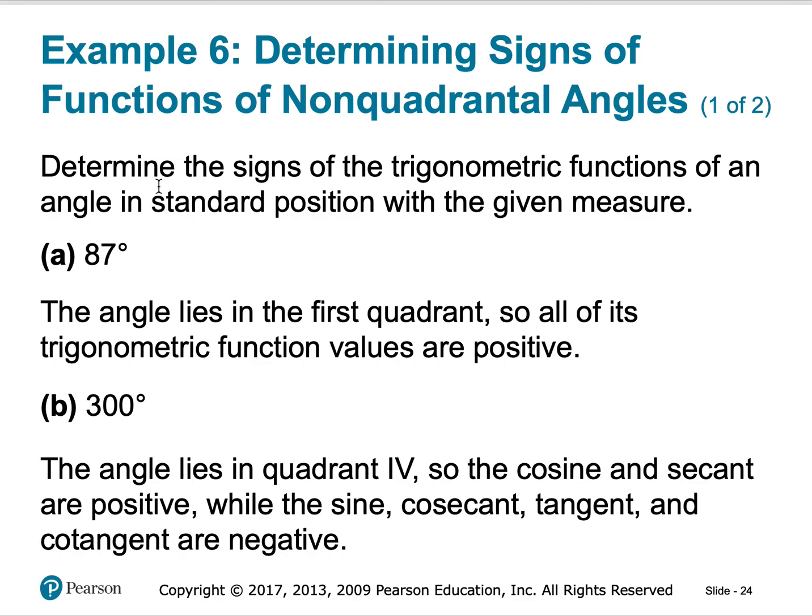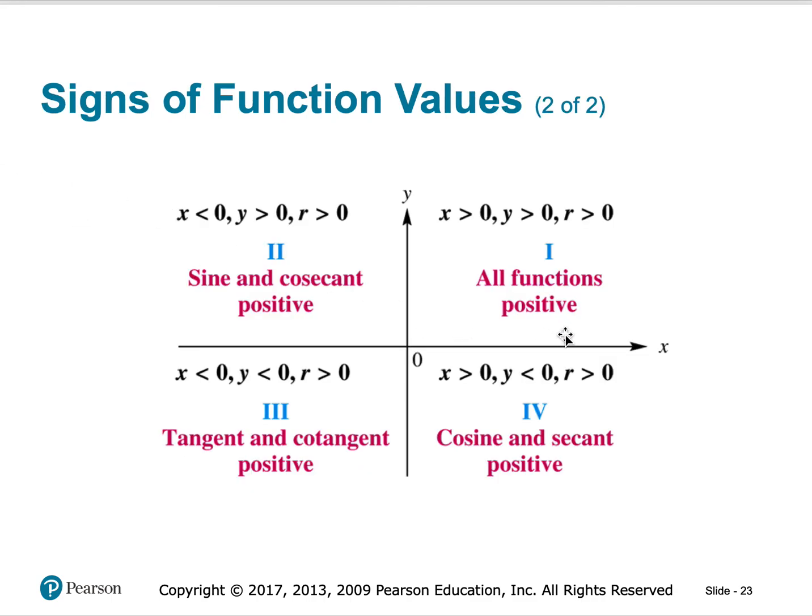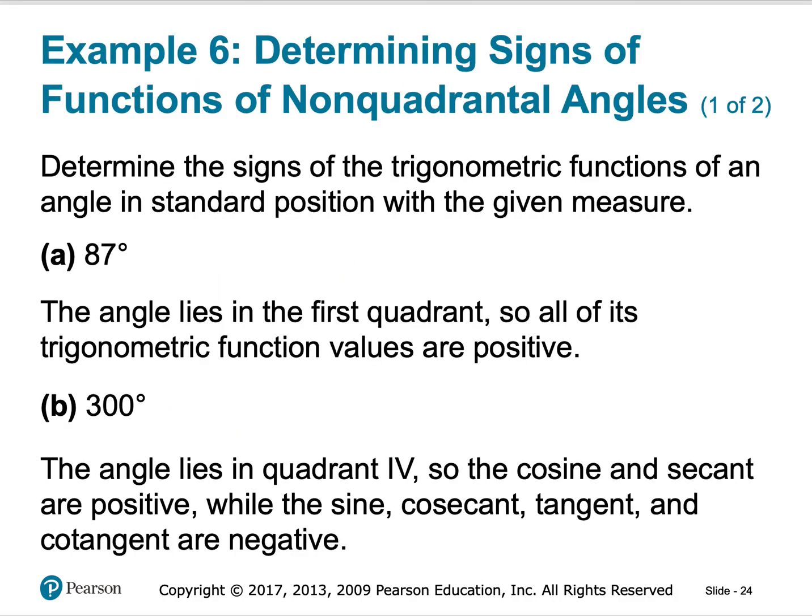So if I want to determine the sine of 87 degrees, so I'm just asking you, is this going to be positive or negative? I'm going to go here. This is 0, this is 90, 180, 270, back to 360. 87 degrees will be in quadrant 1. That means that all of my trig functions are positive.